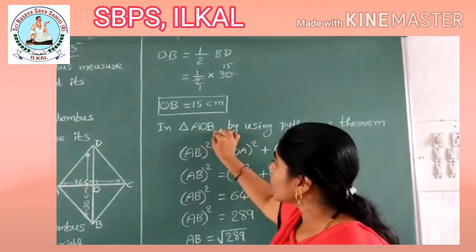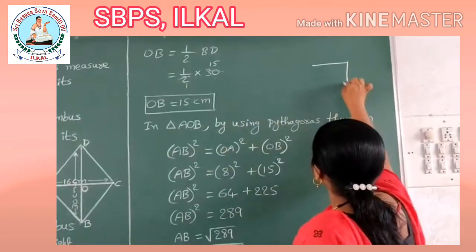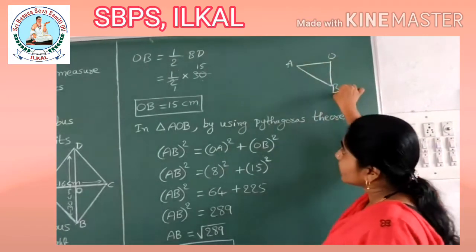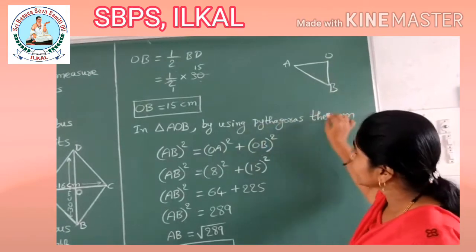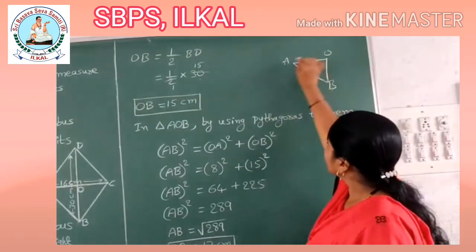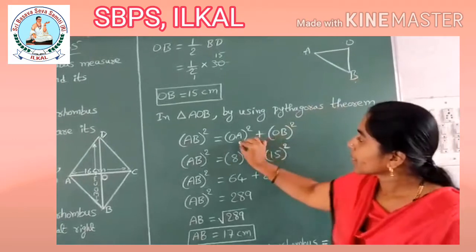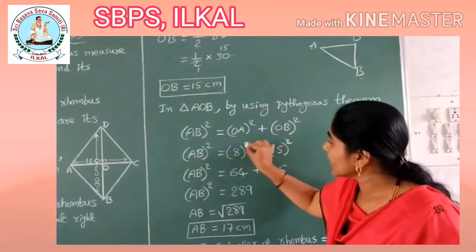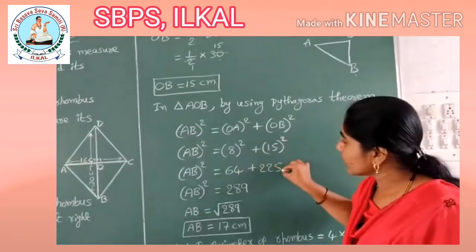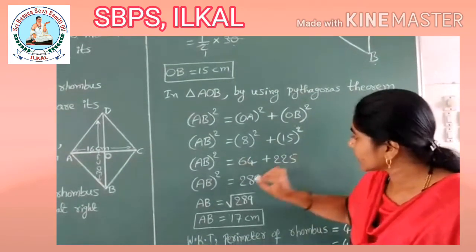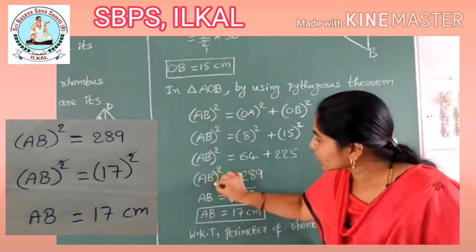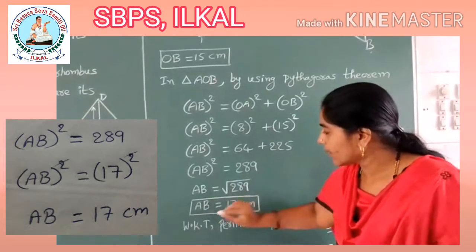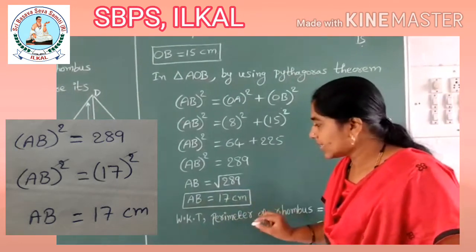In triangle AOB, by using Pythagoras theorem, AB square will be equal to OA square plus OB square. AB square is equal to OA you got 8, OB you got as 15, 8 square is 64, 15 square is 225. 64 plus 225 gives 289. AB square is equal to 289. Square root transpose, it will become square root of 289. Then AB is equal to 17 centimeter.